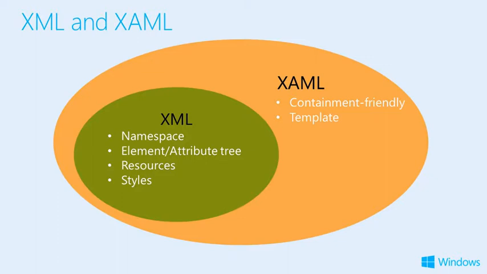Another key difference between XML and XAML is that XAML can have templates. Templates can be used to replace the view completely. We can define a template with a totally different view, and then use the template to replace the control default view. Next, let's talk about two important different competencies between iOS and Windows 8.